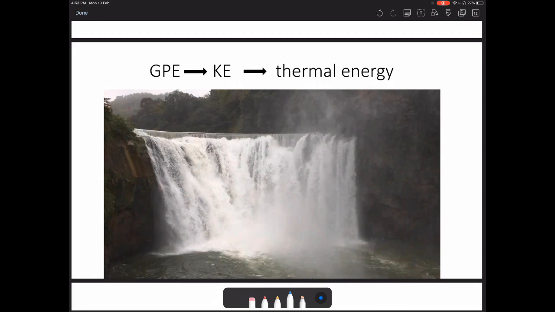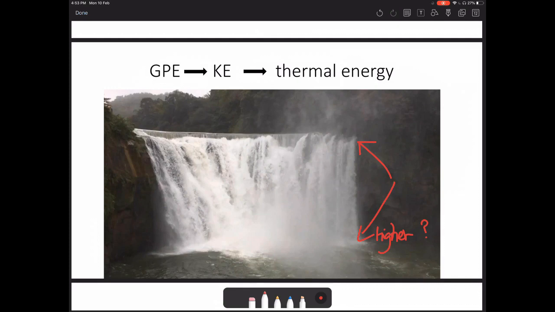This is one of the waterfalls in Taiwan. If we measure the temperature of water at the top and at the bottom, you will notice the temperature of water at the bottom is higher. You may think, why is this the case? We can actually explain this by the law of conservation of energy.